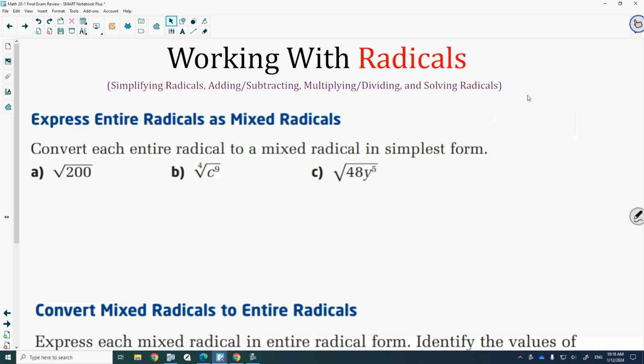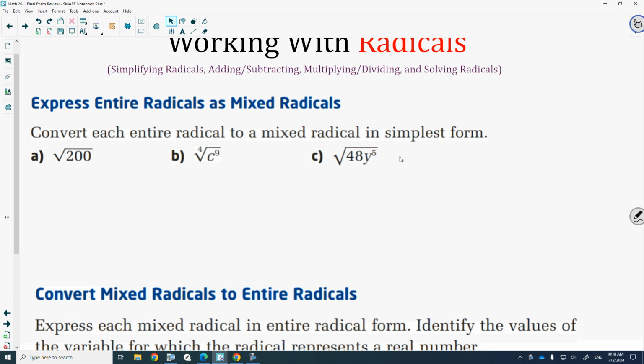Okay, so a review with radicals. We're going to simplify the square root of 48y to the power of 5 into its mixed radical and simplest form. So take your 48 and we could divide it by its perfect squares, or we're just going to divide it by the prime numbers. So remember the prime numbers are 2, 3, 5, 7, 11.